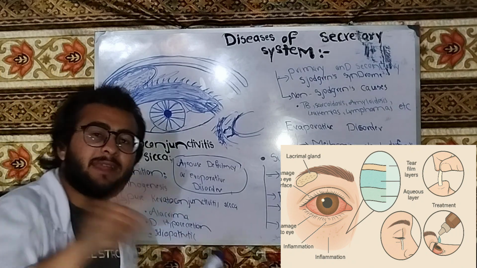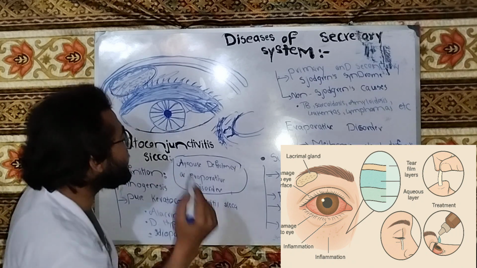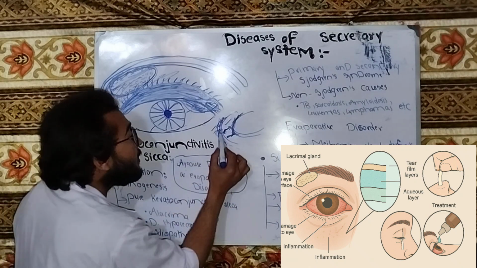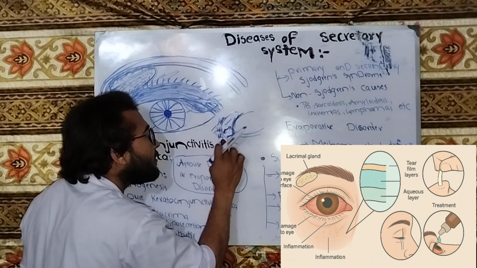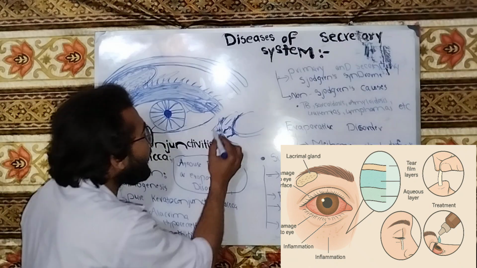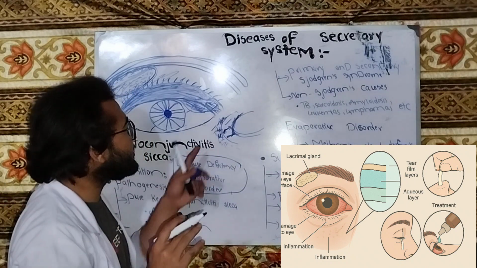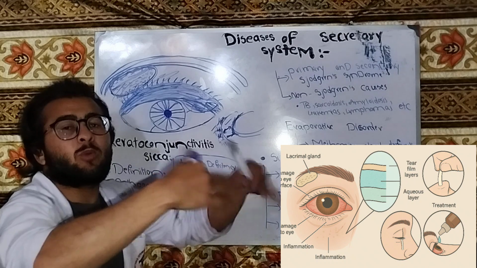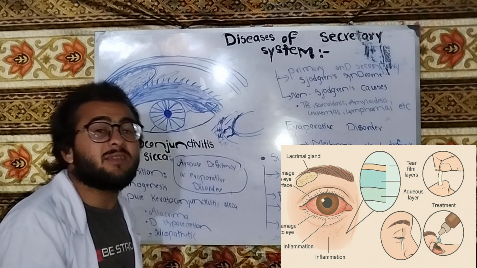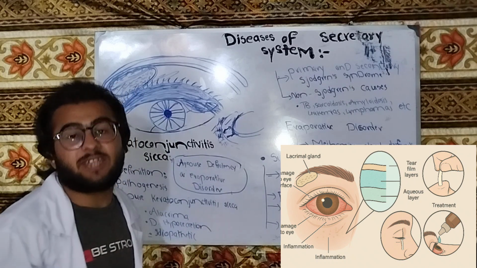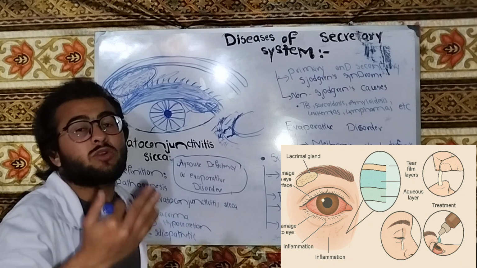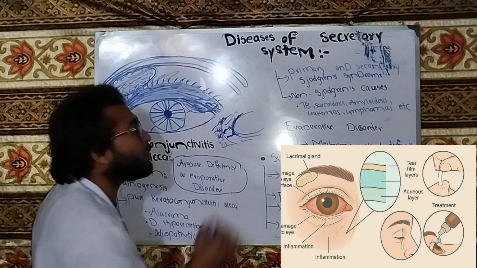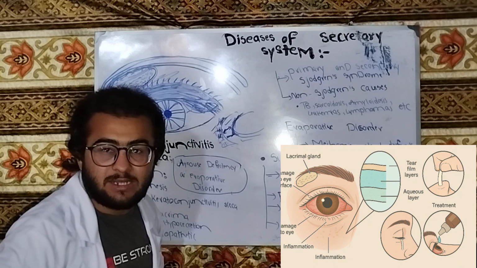Or there is another definition in which there is a problem with the aqueous part of the tear, or there is a problem with the lipid part. When the lipid part is not normal, the aqueous part will also evaporate rapidly, and it will cause the condition of unstable tear film, which is called Keratoconjunctivitis Sicca. So when there is a problem with the aqueous part or the lipid part, it will cause Keratoconjunctivitis Sicca.